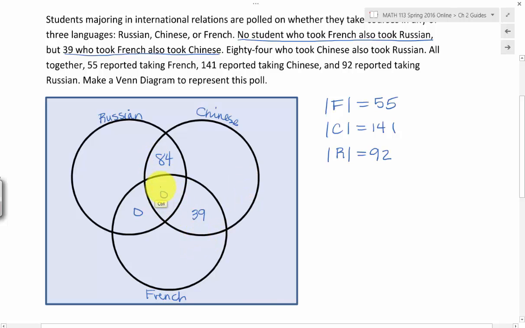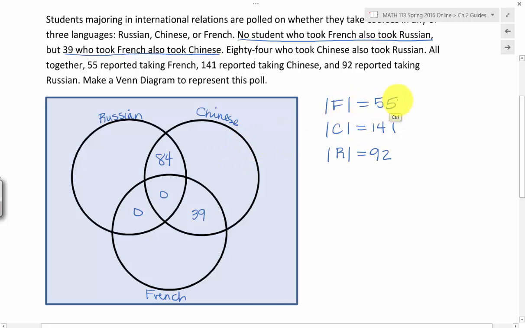Since it didn't say anywhere that some students took Russian, Chinese, and French, I'm pretty safe leaving this 0 in the center. This 39 then is only for this piece because there weren't any students who were in the center, and same for this 84. If I had a 5 here, for example, like 5 students took Russian, Chinese, and French, they would go here, and I would have to subtract it off of this 84 and subtract it off of this 39 before I put those numbers down. But since it's a 0 in the middle, then I can leave them as they were stated.